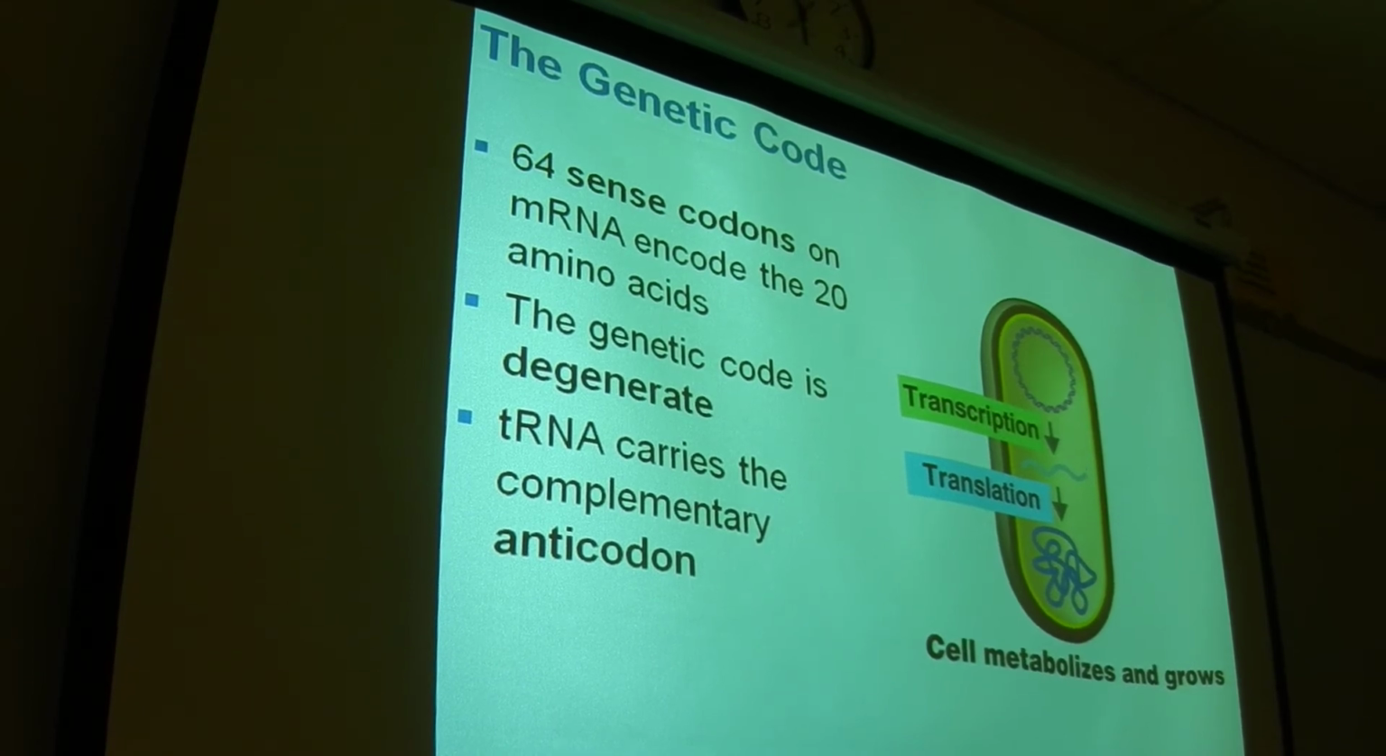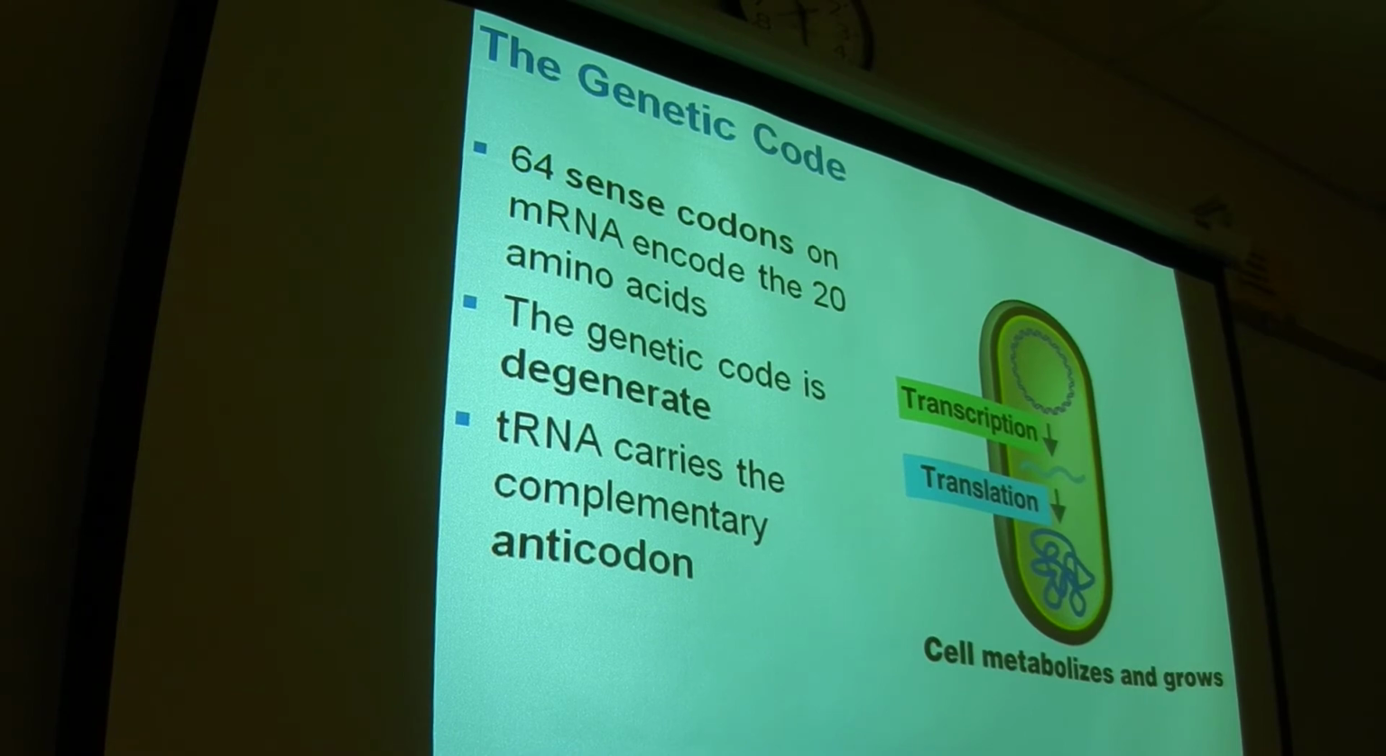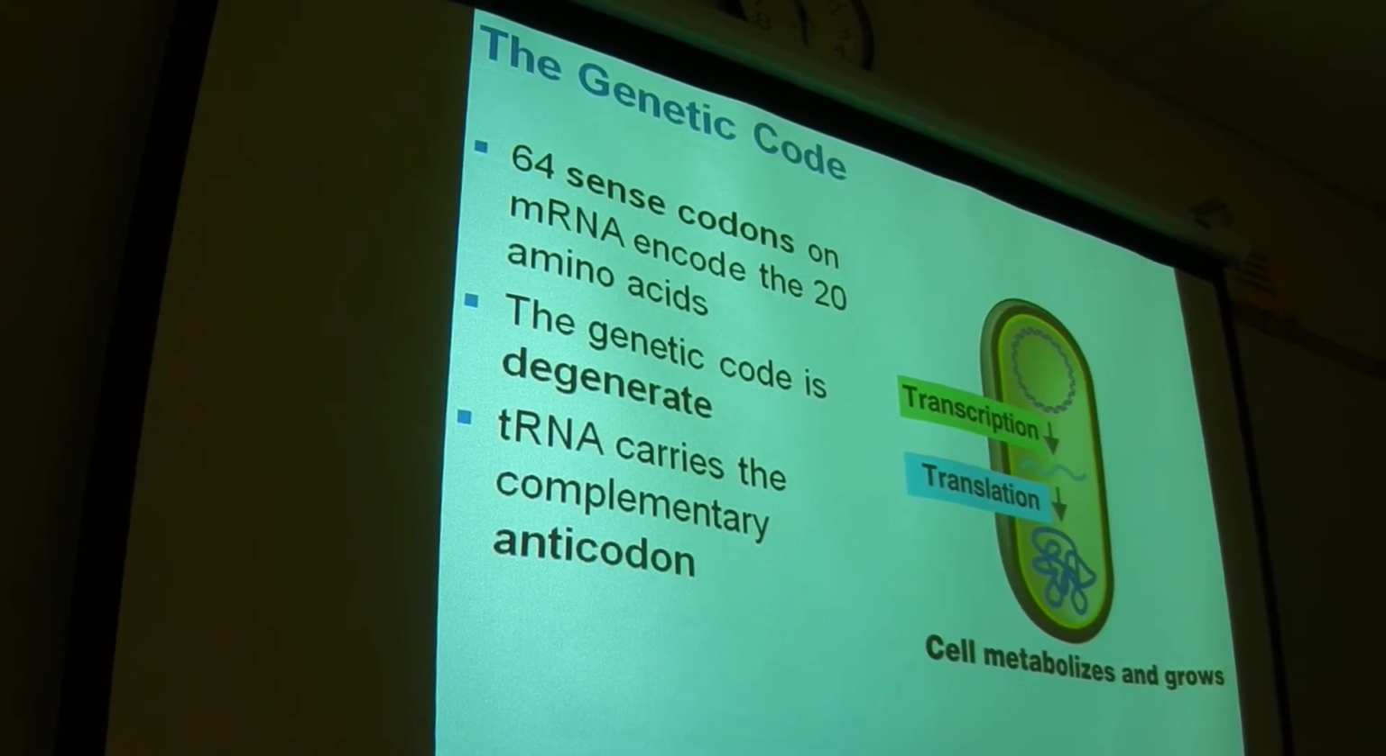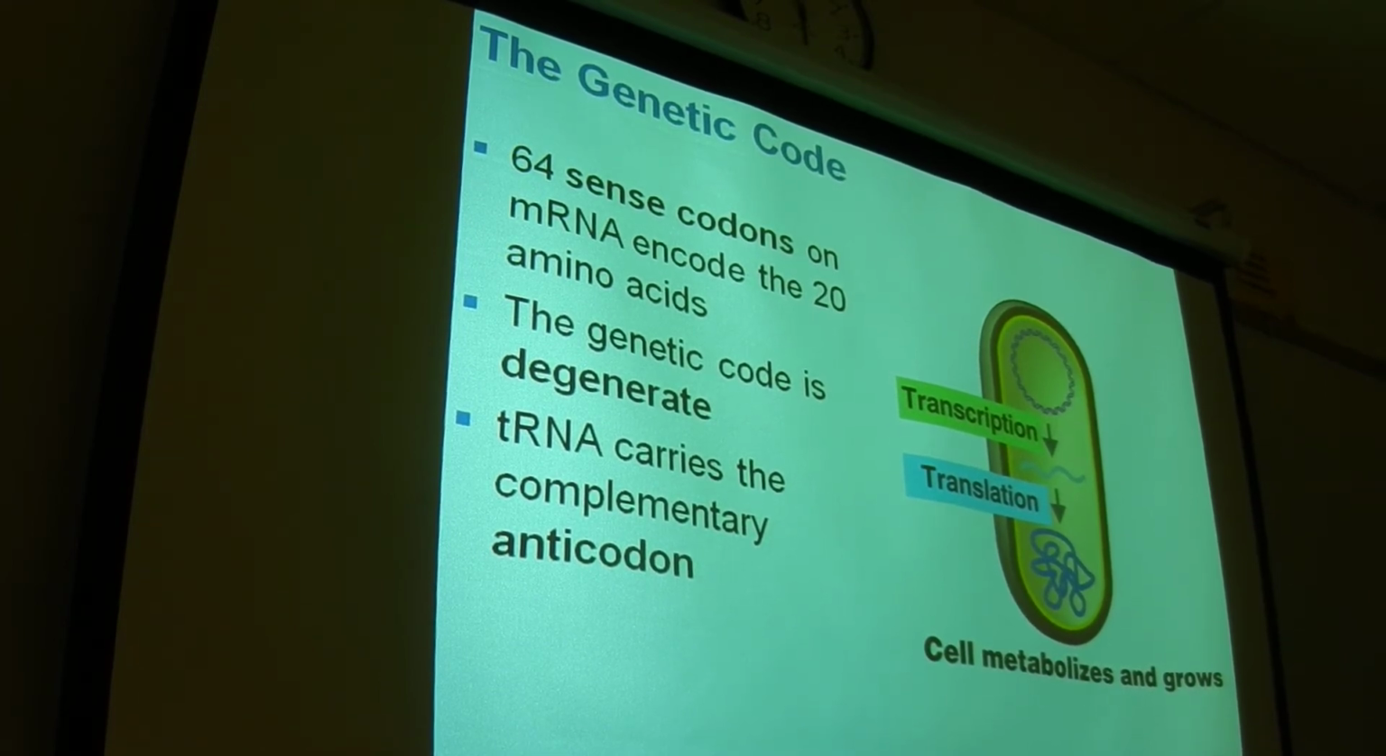And those 64 sense codons make the 20, so there's 20 amino acids that are required to make any protein. So those 64 codons encode the 20 amino acids. So what you can see is there's more codons than there are amino acids, which means the genetic code is degenerate, which means there's more than one codon for any given amino acid, because there's 64 codons and only 20 amino acids. So there could be 2 or 3 or 4 different codons that all code for the same amino acid.